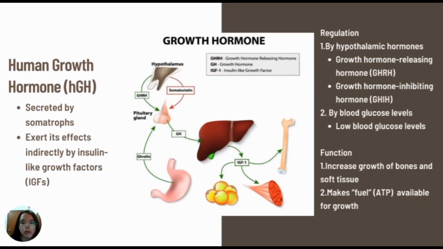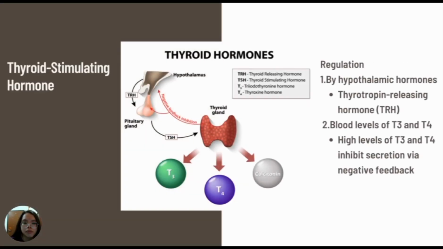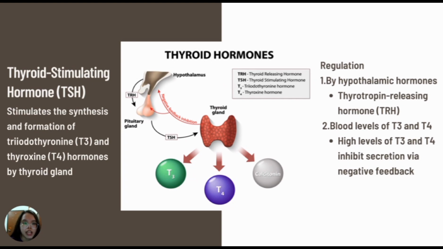There are several hormones produced by the anterior pituitary gland. First, there is human growth hormone, HGH. HGH exerts its effects indirectly through insulin-like growth factor IGF-1. HGH helps to increase growth of bones and soft tissue, and also makes ATP available for growth. Next, thyroid-stimulating hormone, TSH, stimulates the synthesis and formation of triiodothyronine T3 and thyroxine T4 hormones by the thyroid gland.